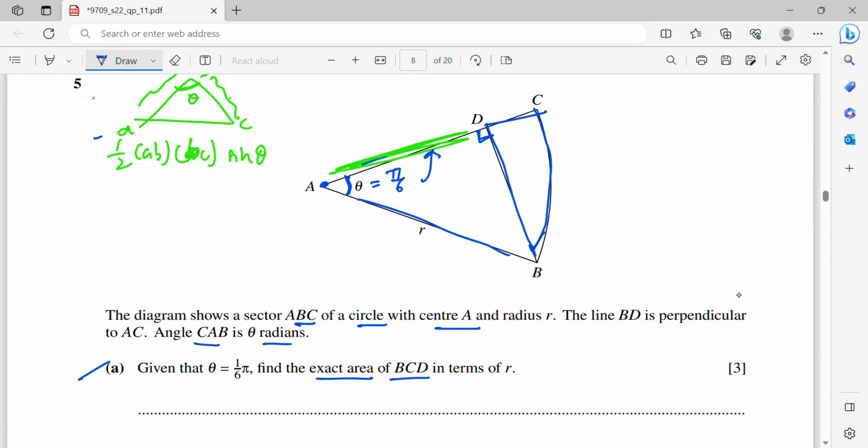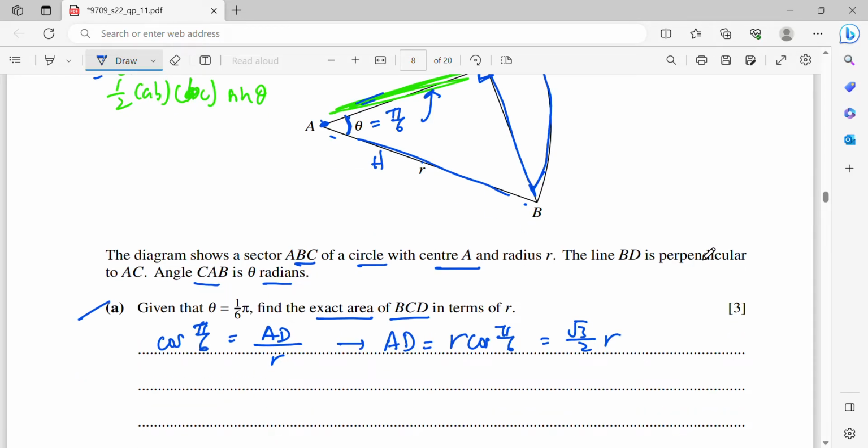The AD is the adjacent side of the triangle and the AB is the hypotenuse. Okay, this is adjacent, this is hypotenuse. So adjacent and hypotenuse means that it is cos, right? So I will write cos pi over 6 equals AD divided by R, the hypotenuse. So from here, my AD is R cos pi over 6. So cos pi over 6 is square root 3 over 2. Therefore, you are getting square root 3 over 2 R. That's the AD.